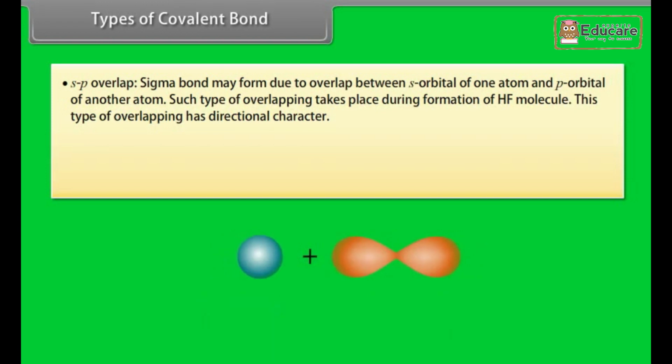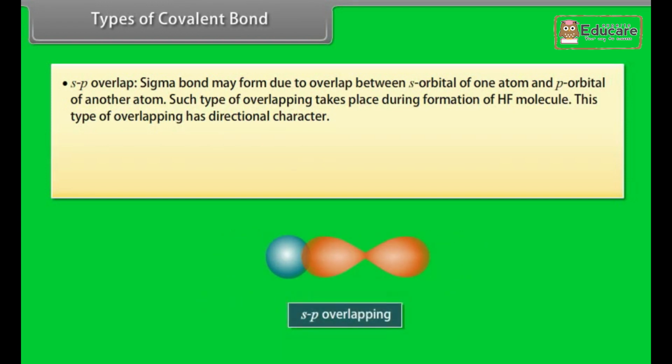S-P overlap. Sigma bond may form due to overlap between s orbital of one atom and p orbital of another atom. Such type of overlapping takes place during formation of HF molecule. This type of overlapping has directional character.